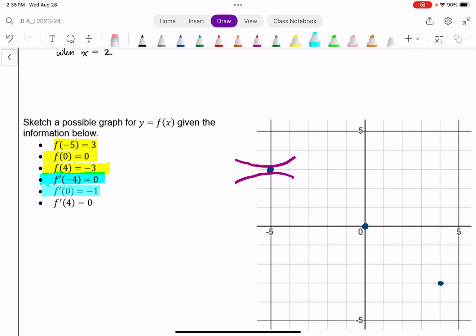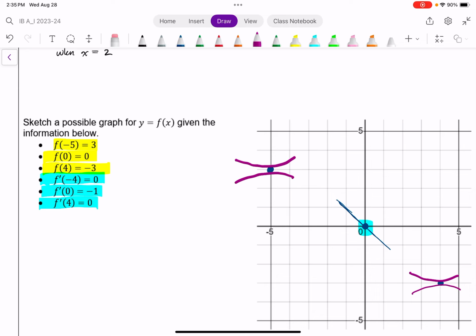Next, I have when x equals 0, the derivative is negative 1, which means right here, right at the origin, the slope at that point is exactly negative 1, which is a pretty easy thing to visualize. Negative 1 looks something like this, so I'll keep something like this. Okay, being willing to adjust, but that's what a slope of negative 1 looks like. And then lastly, f prime at 4 equals 0 means when x equals 4, the slope, the gradient, is again 0. So I can imagine something like this or like this.